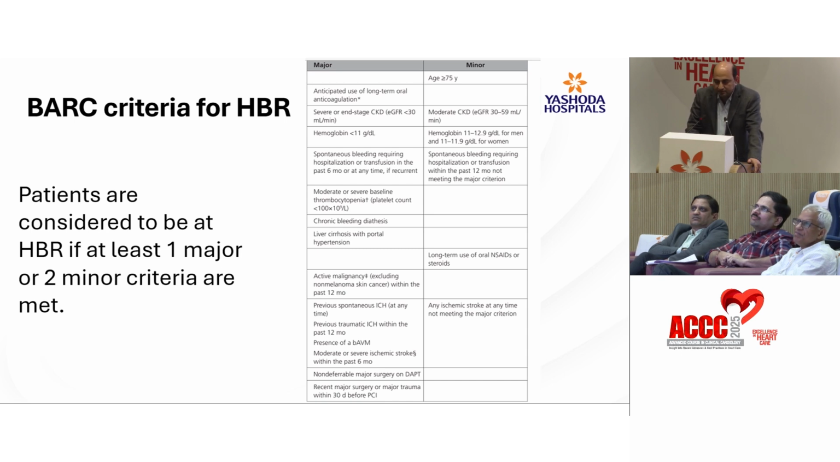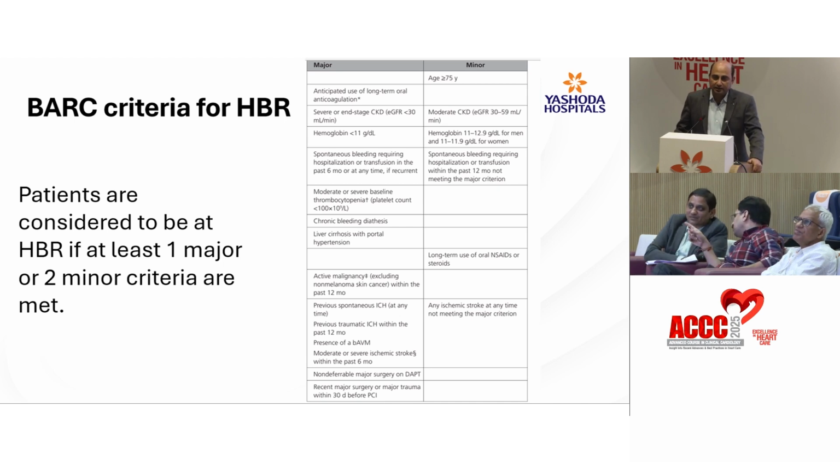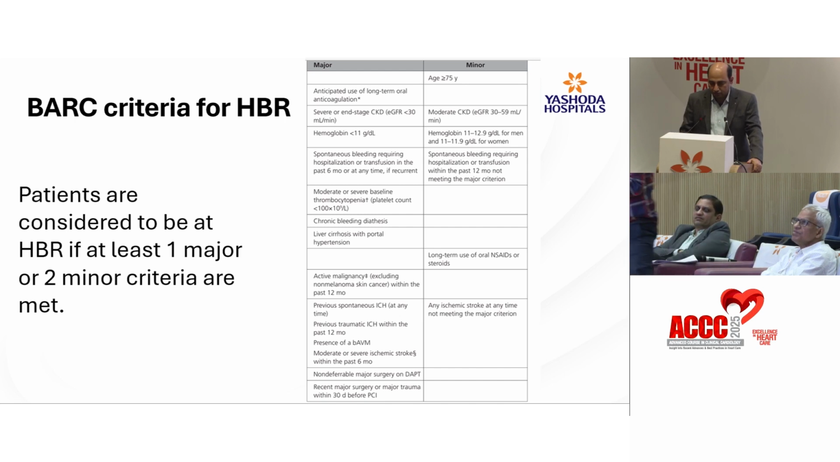Age more than 75 years, it is actually a minor criteria. If the patient is on OAC or if the patient is having renal failure, many times we think renal failure is high ischemic risk, but mind it, if the eGFR is less than 30, it is considered as a high bleeding risk, but it also adds to high ischemic risk also. Similarly, if a patient's platelet count is less than 100,000, it is considered as a high bleeding risk criteria.